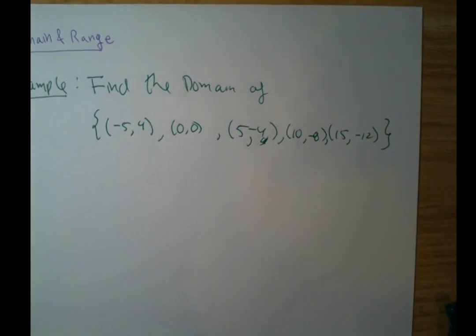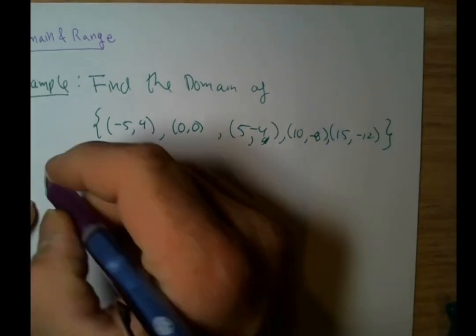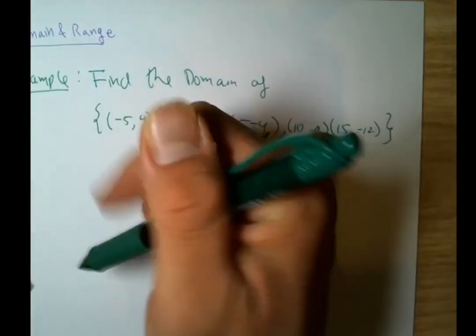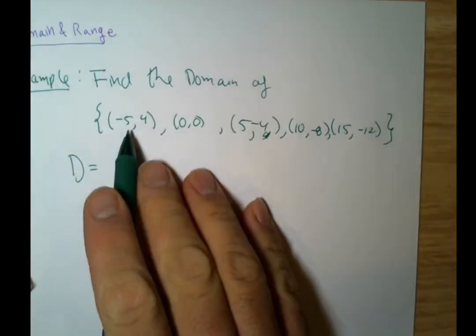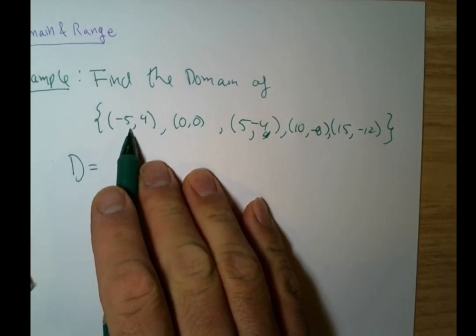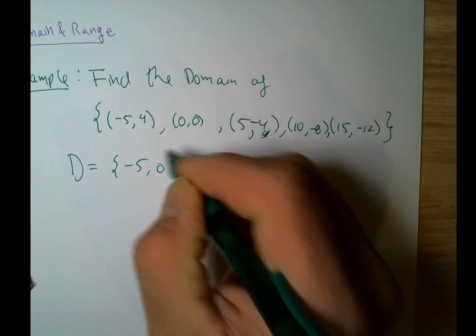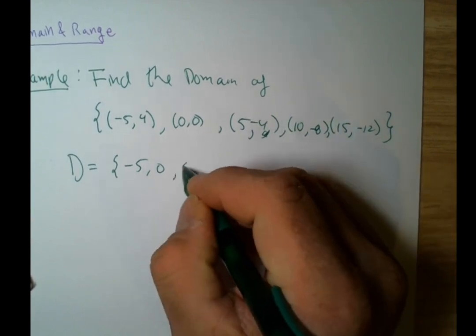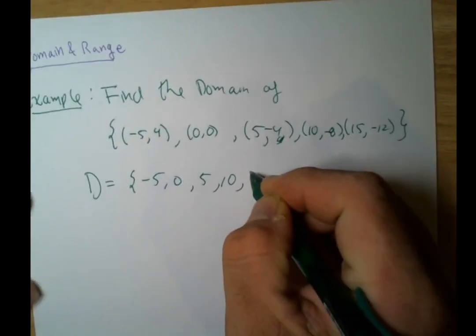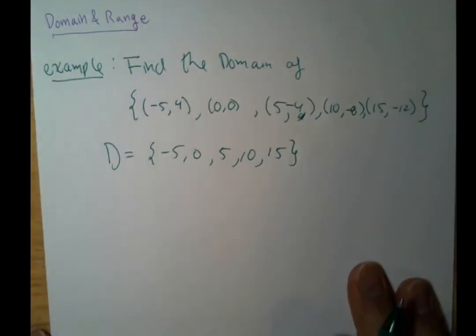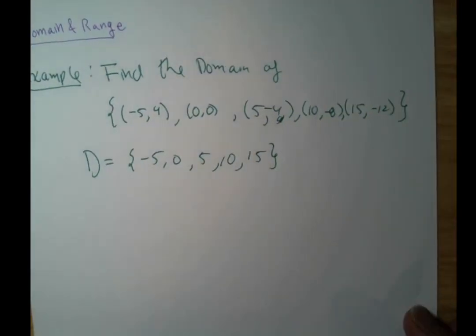Remember, domain represents the first part of our ordered pair. So using our set notation, the domain is the first coordinate in our ordered pair. So here we'll have -5, 0, 5, 10, 15. And that is the domain of something like this.